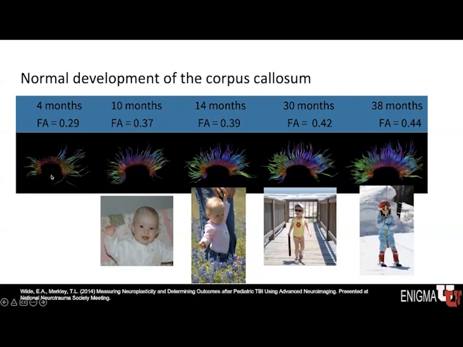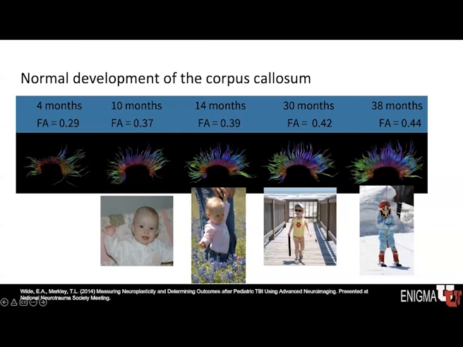Now compare this at 4 months to the corpus callosum at 10 months. You can see that those fiber tracts are better defined, they're more filled out, and particularly in the frontal region. And the FA has now increased to 0.37. You can see her there waving hello. By 14 months, she's now walking. And the FA has now increased to 0.39. You can see that corpus callosum is better defined, even more full in terms of the fiber tracts there.